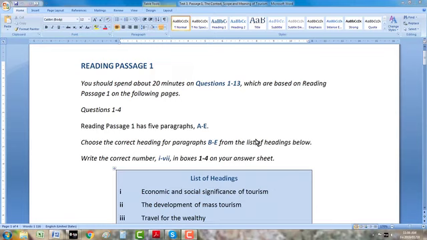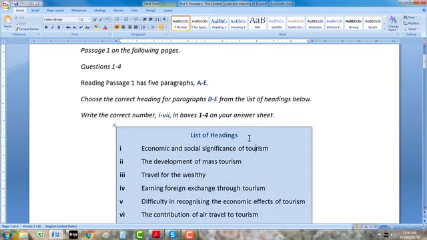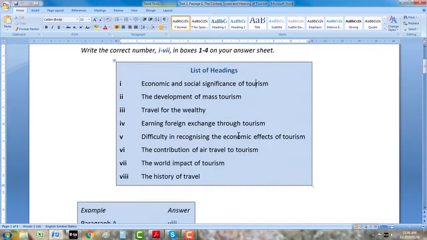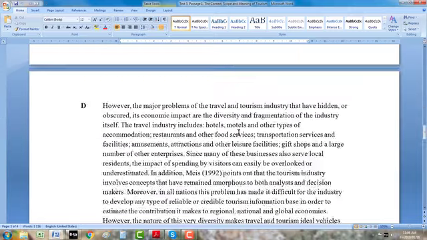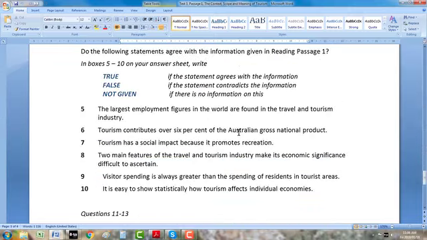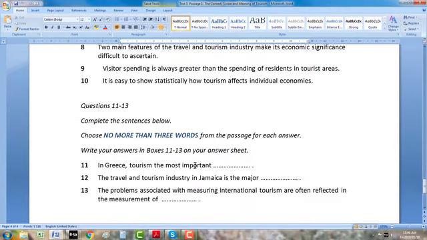Reading 1 again, and we have matching headings. Matching headings for reading 1, often quite nice. I know students hate matching headings, but if you have it in reading 1, it's actually quite doable. Then we also have some true, false, not given, and some short answer questions.